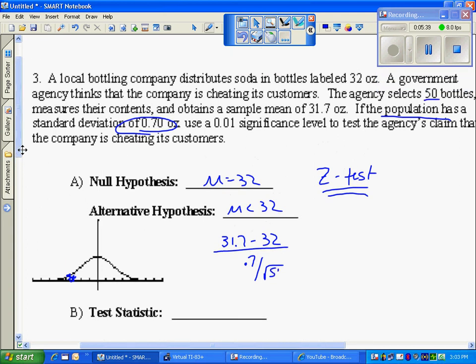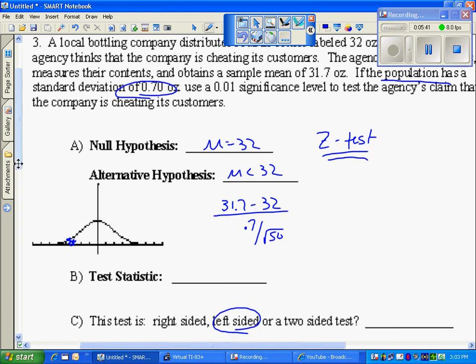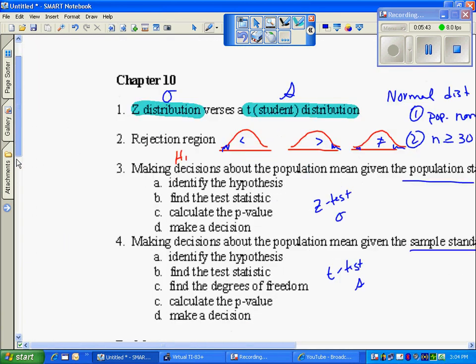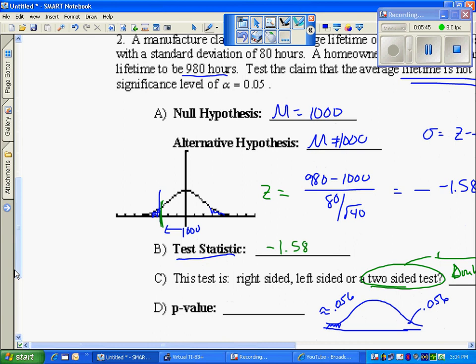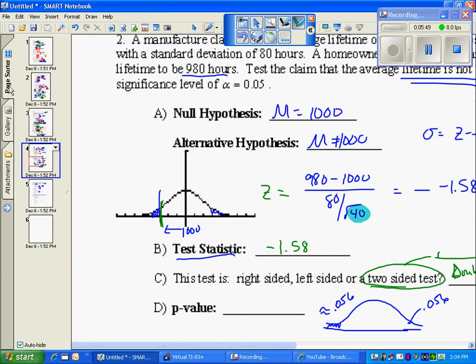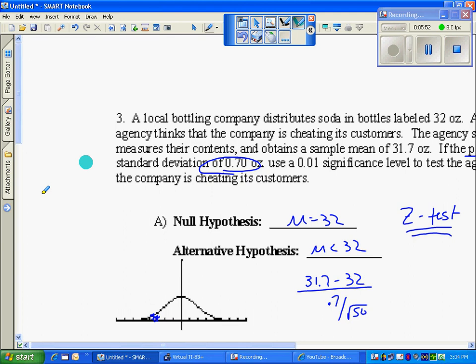Going backwards for a minute, we didn't address that in this problem. I had a sample size of 40, so I could use the test. I should have stated that. Here, I have a sample size of 50, so I can assume that normal distribution.